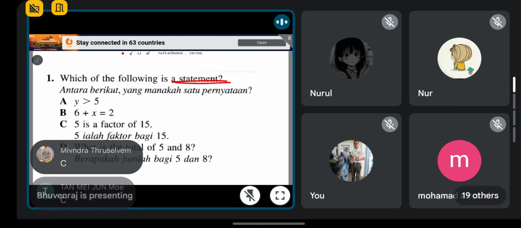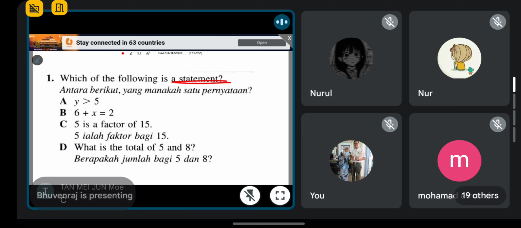Okay, Afika said C. Okay, some more. Okay, Mejun C, Mirindra C. Okay, correct. Very good. The answer is C. Bagus. Okay. Of course, not B. Just now I gave you all an example, this one.